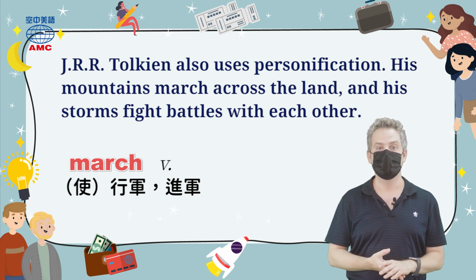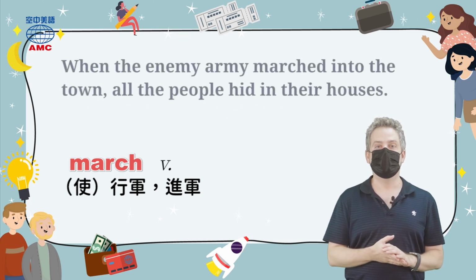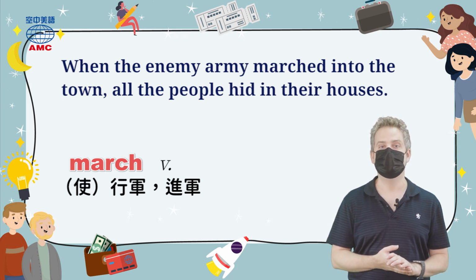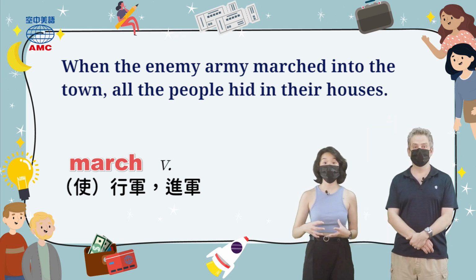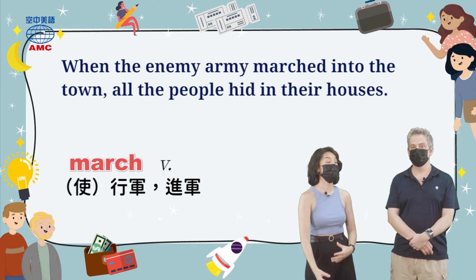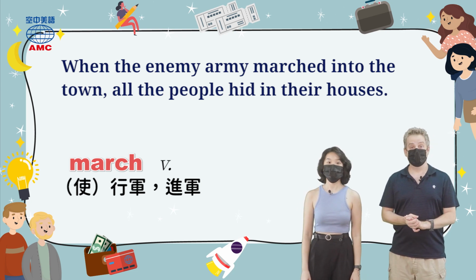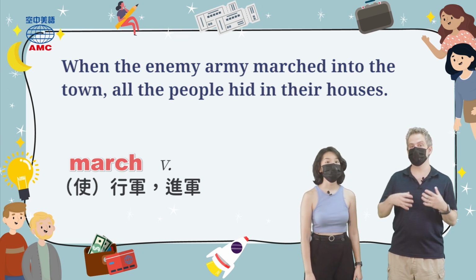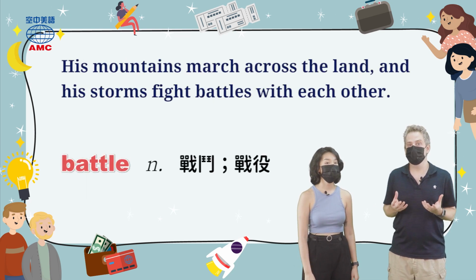Here's another way we can use march. When the enemy army marched into the town, all the people hid in their houses. 那 march 在这里是动词，指的就是军队的行军或者是前进。那 march 除了可以当行军之外，我们也可以说它是一种抗议示威游行。People march and protest against something. Exactly. So that was one example, these marching mountains, and he also talked about storms having a thunder battle.